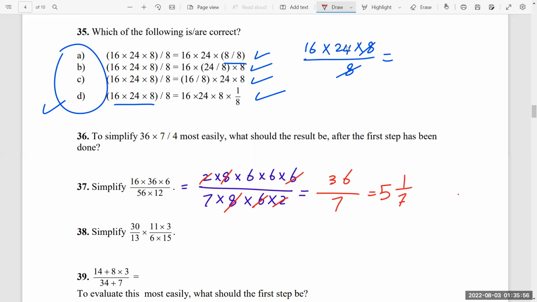I can make it a mixed number. 36 divided by 7 is 5, and the remainder is 1 over 7. This is the final answer. Of course, the mixed number is the simplest form, better than 36 over 7. It's an improper fraction, as you know.